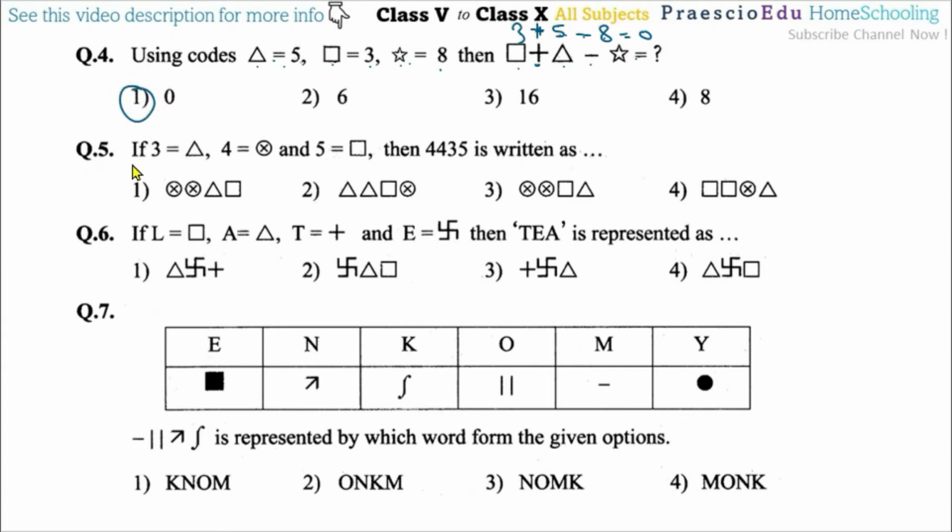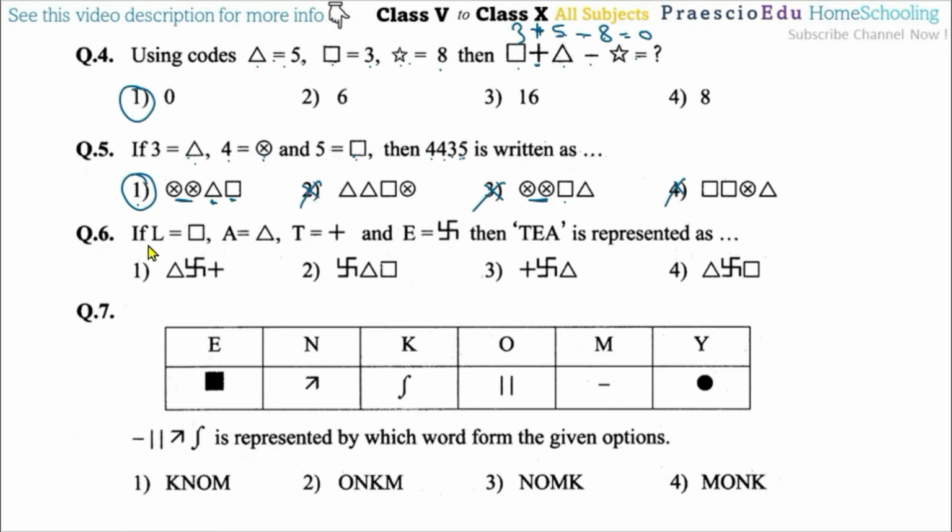Question number 5: if 3 is equal to triangle, 4 is equal to this symbol, and 5 is equal to a square, then what is 4435? So 4 means this one, and this appears two times in these two options, so option 2 and 4 are not correct. Then 3 means triangle is here, but here the square is there, so this one is also incorrect, so only option 1 is there. After this, 5 means this square, and this is given, so this is correct, so option number 1 is the correct one.